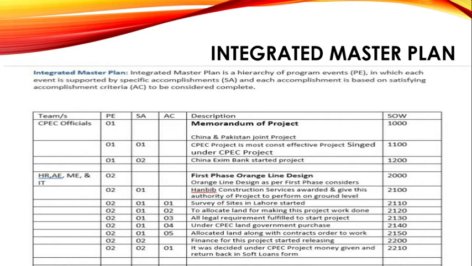First we look at the metro project, where China and Pakistan are joining the project through CPEC Exim Bank, and then the first phase was made and the Orange Line was designed by HBL and by Exim Bank contractors, and then the survey of the sites was taken and allocation was made. Then the legal requirement will be there under CPEC, and then finance was given, and it was decided that the money is given to be returned using soft loans.